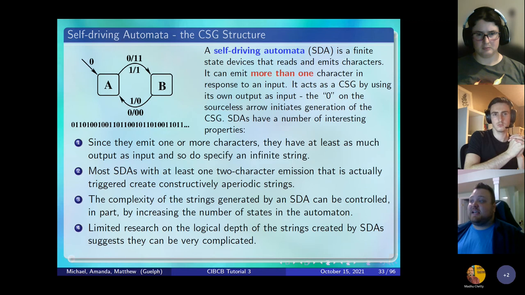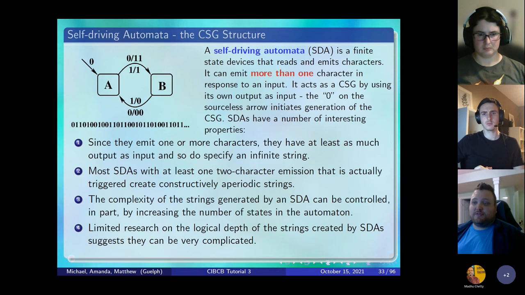SDAs have a number of interesting properties. Since they emit one or more characters, they have at least as much output as input, and so do specify an infinite string. Most SDAs with at least one two-character emission that is actually triggered create constructively aperiodic strings. The complexity of the strings generated by the SDA can be controlled, in part, by increasing the number of states of the automata. Limited research on the logical depth of strings created by SDAs suggests they can be very complicated.